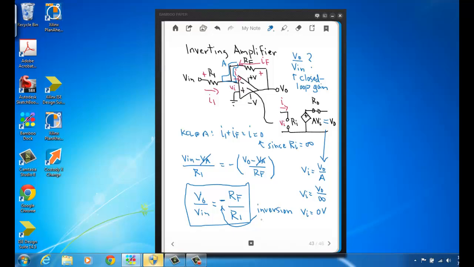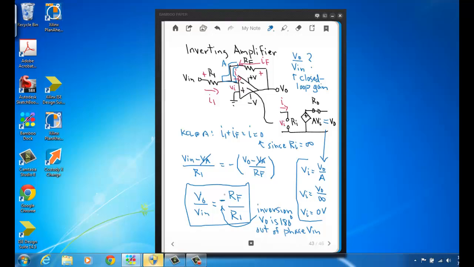Okay, and inversion just means that V out is 180 degrees out of phase with V in. We'll do a couple examples to illustrate exactly what that means, but for now just know that the minus sign indicates inversion is taking place between the output and the input.